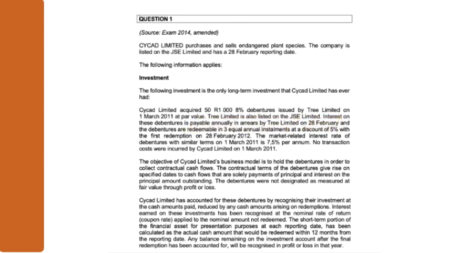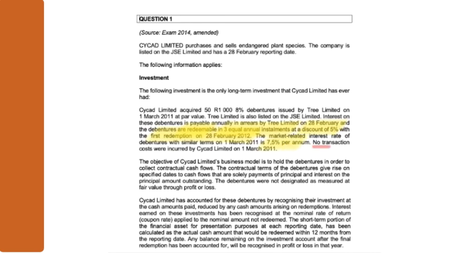The debenture is redeemable in 3 equal annual installments, so not only once off. It is redeemable at a discount of 5%. Discount of 5% on the nominal value. The first redemption will be done on 28 February 2012. So that's at the end of our first year. We acquired on 1 March 2011. 28 February 2012, the first redemption payment will be done. The market-related interest rate on similar debentures is 7.5% per annum.